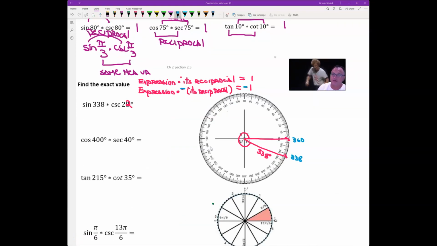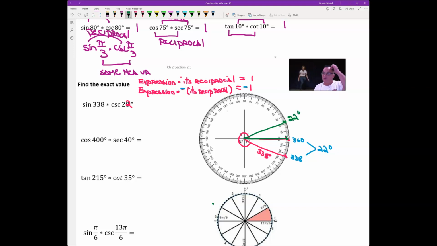All right, so here is a 338-degree angle, and the difference between these two right here is 22 degrees. The second angle in this drawing here is a 22-degree angle. So that's 22 degrees.